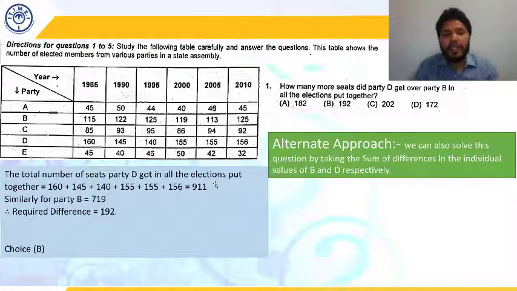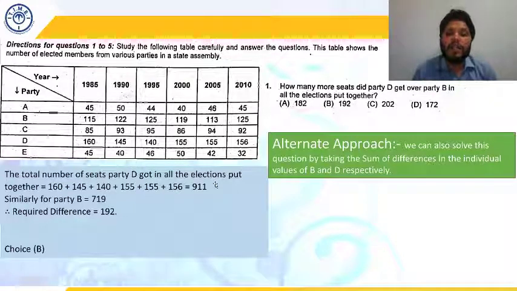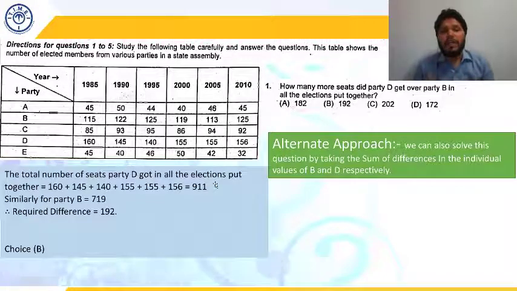For example, in 1985 the number of seats party B got was 115 and party D got was 160. So what is the difference between them? 160 minus 115 is going to be 45. So 45 is the difference in 1985. And similarly in 1990, what is the difference? The number of seats party B got was 122 and party D got was 145. So the difference between them is going to be 15 plus 8, 23. Similarly, we can add all the differences and get our required answer, which would be 192. So this could also be one of the approaches to solve this question.